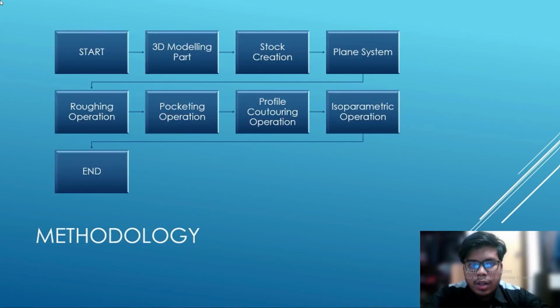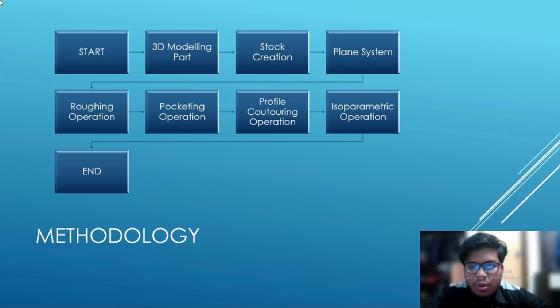Hello, Assalamualaikum. Now I would like to share about the methodology of this CAM project. It all started with the 3D modeling part using SolidWorks, and then the file was transferred into CATIA. We continued with stock creation surrounding the part and put an axis system at the edge of the stock. Then we opened a new file, edited a plane, and inserted an axis system. After that, we went through an assembly operation of the plane system and the part with its stock using the axis system that was already installed.